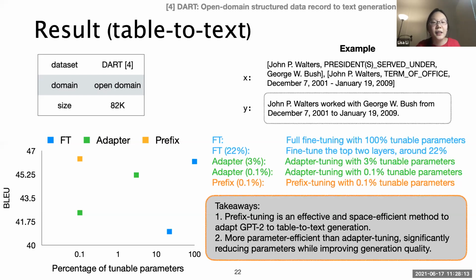And the general takeaway from this set of experiments is that, first, prefix tuning is an effective and space-efficient method to adapt GPT-2 to table-to-text generation. And second, it is more parameter efficient than adapter tuning, significantly reducing parameters while improving generation quality.